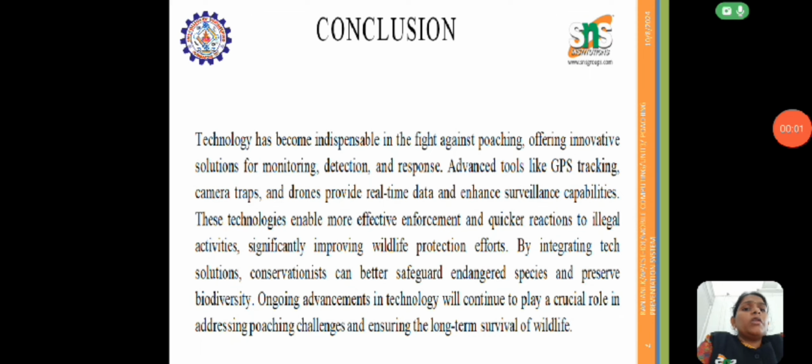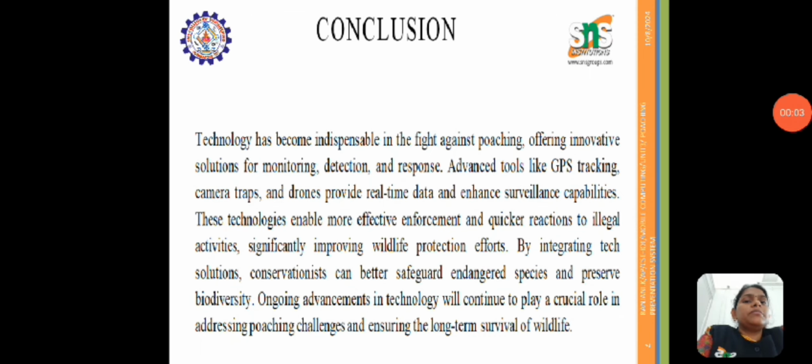So I hope you are all clear about how the system protects the wildlife. The conclusion is that technology has become indispensable in the fight against poaching, offering an innovative solution for monitoring, detection and response. Advanced tools like GPS tracking, camera traps and drones provide real-time data and surveillance capabilities. These technologies enable more effective enforcement and quicker reaction to illegal actions, and significantly improve wildlife protection. By integrating tech solutions, conservationists can better safeguard endangered species and preserve biodiversity.